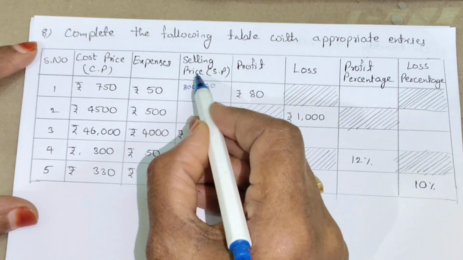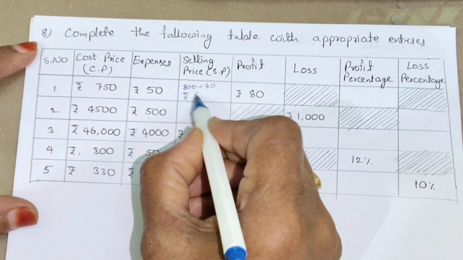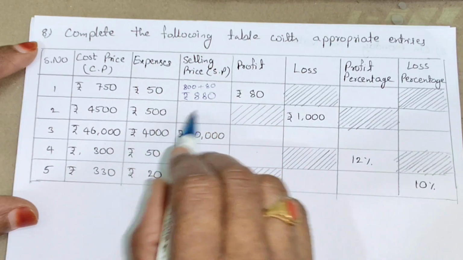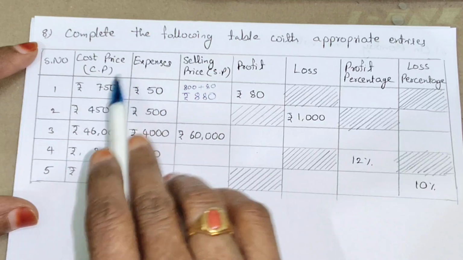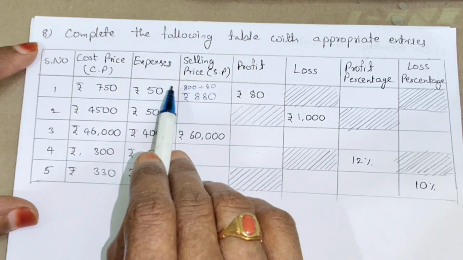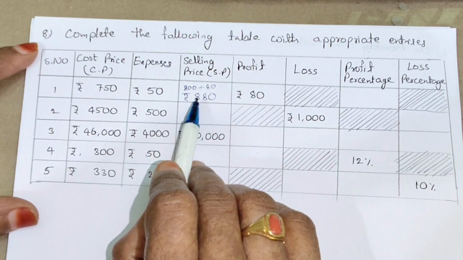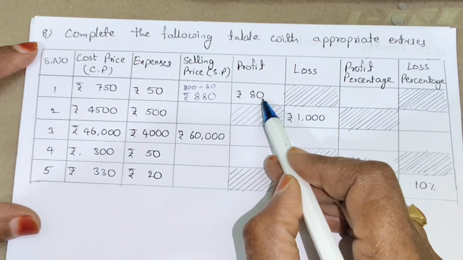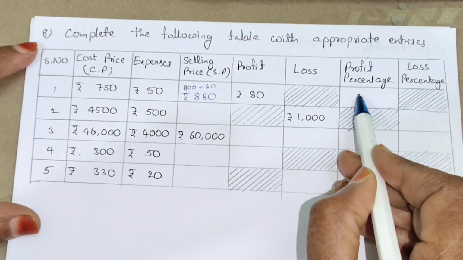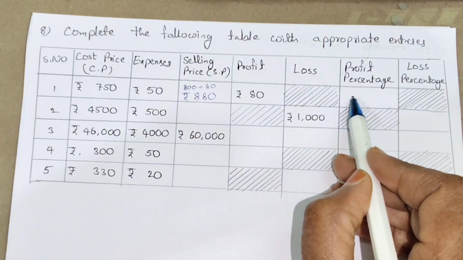So here the selling price is 880 rupees. Profit and cost price, expenses is the total price, so total price with profit. So the selling price is 880 rupees. Now the profit is 80. So we find the profit percentage.